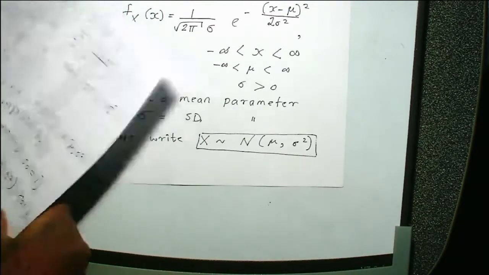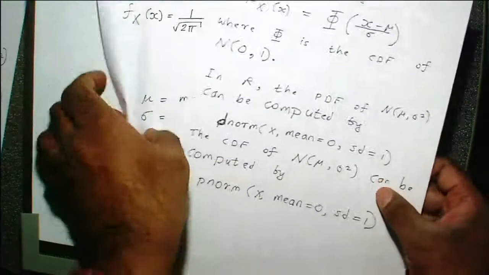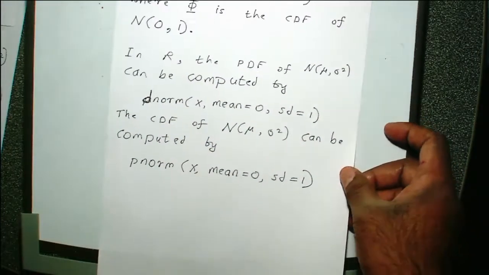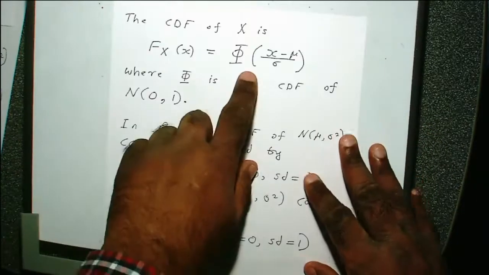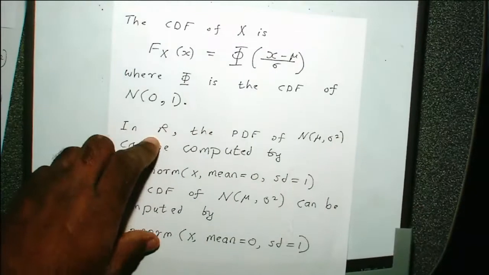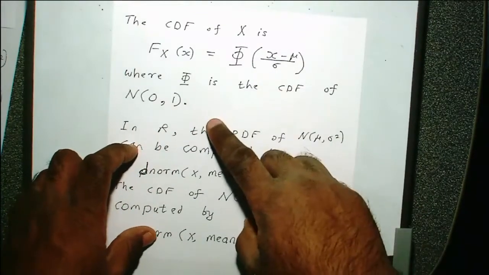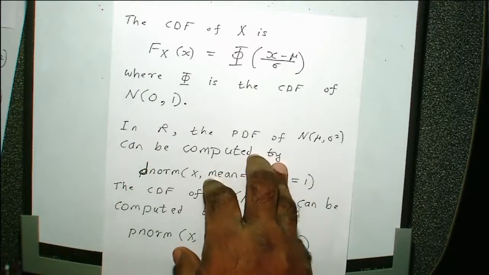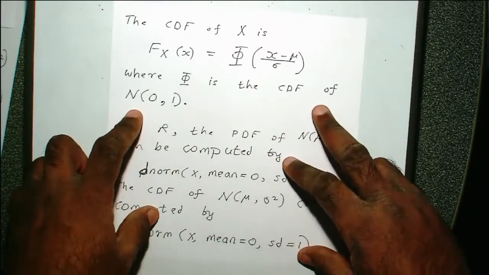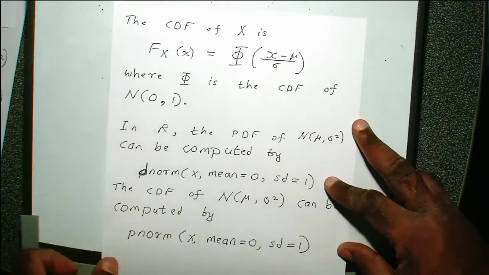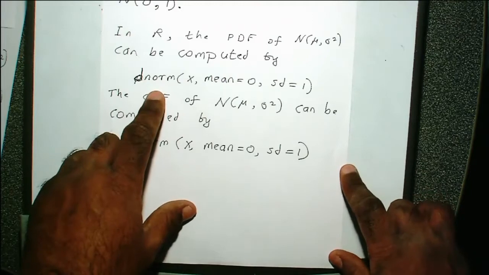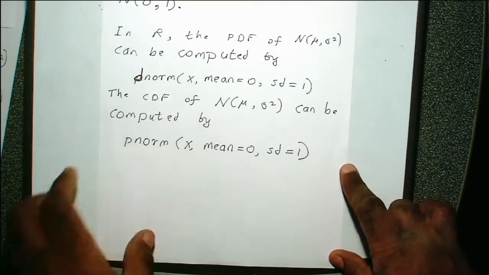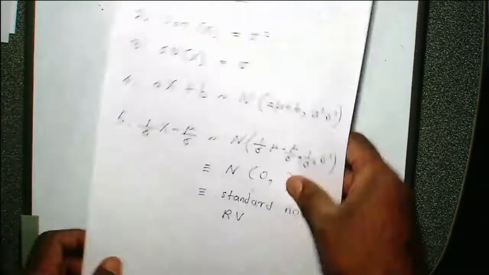Then I talked about the CDF of the normal distribution, which is given by this formula here, right? This is the formula for the CDF of the normal distribution, where capital Phi denotes the CDF of the normal distribution with 0 mean and variance 1. If you are using R, use dnorm to compute the density, the PDF of the normal, and pnorm to compute the CDF of the normal.